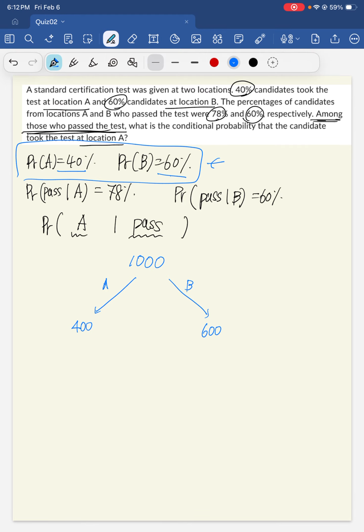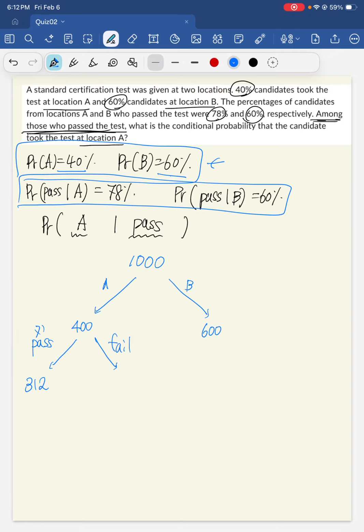So now we are going to use the conditional probabilities at each location. At A, we are going to divide 400 people into pass or fail. So 78% pass the test. Out of 400, 78% is 312. And fail is 22%, that is 88 out of 400.